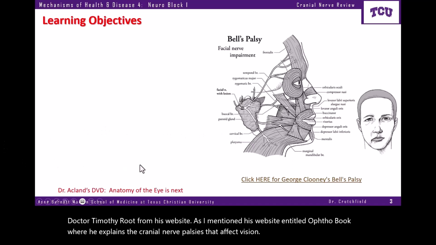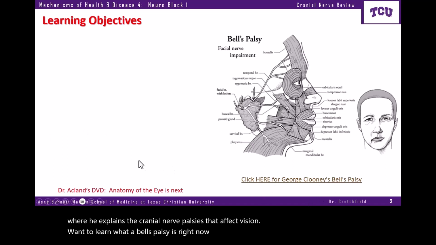Want to learn what a Bell's palsy is right now? Click on the link to George Clooney's explanation.